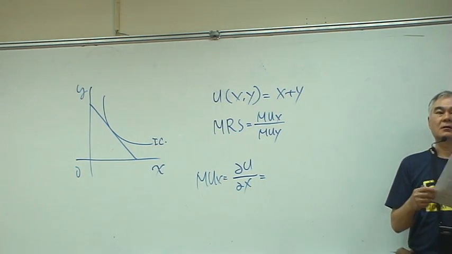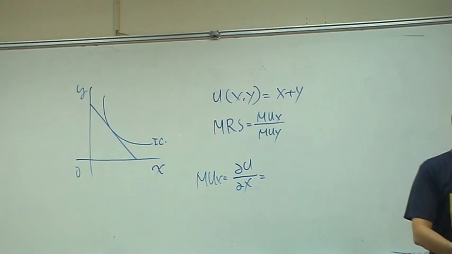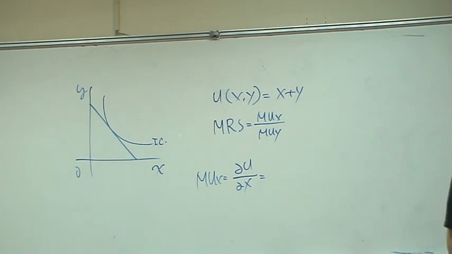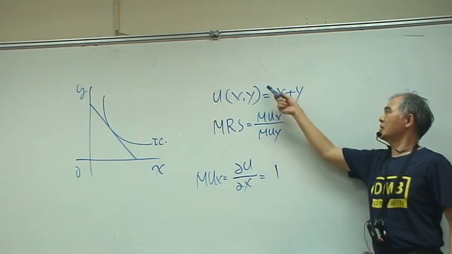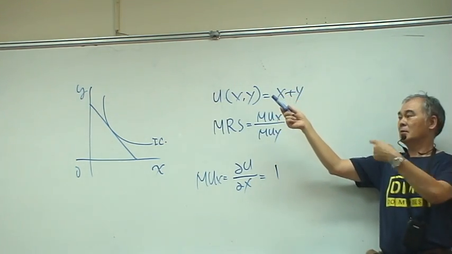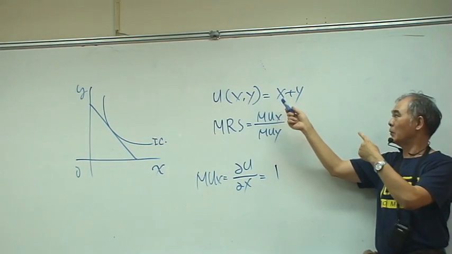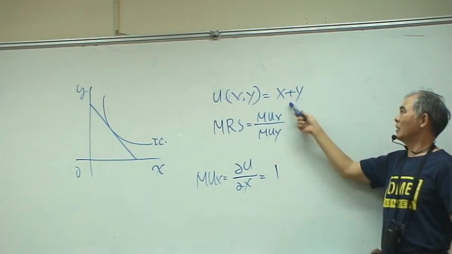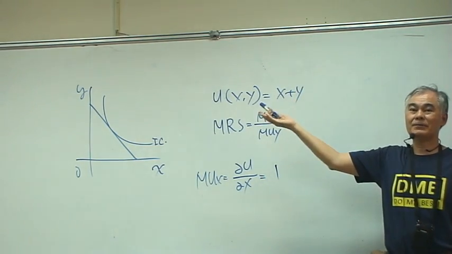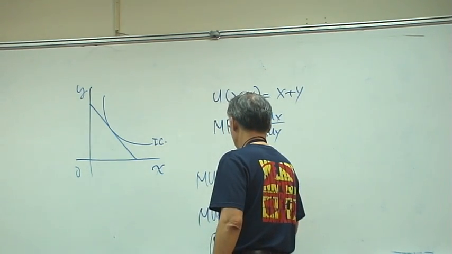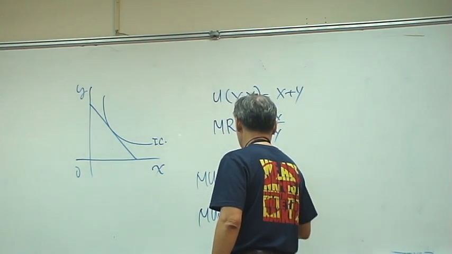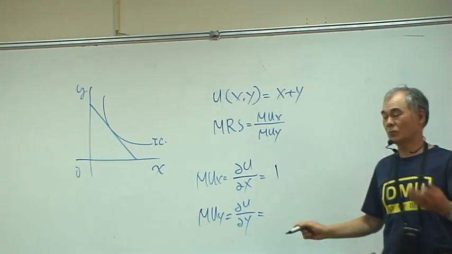1 is equal to 1. Because this is x, so differentiating with respect to x, you get 1. And this one is y, so you get nothing. And then MUy, partial u over partial y, what do you get? The same thing, 1.